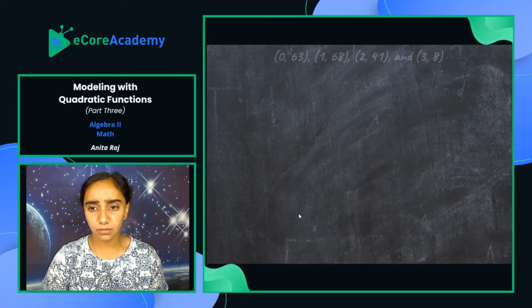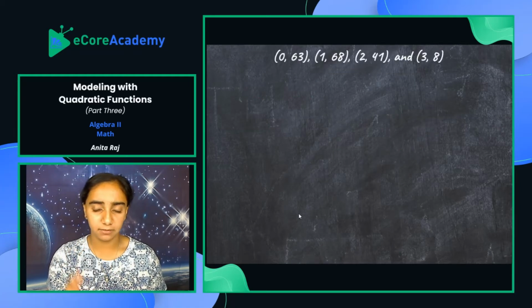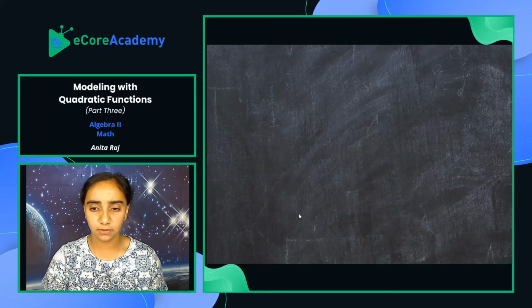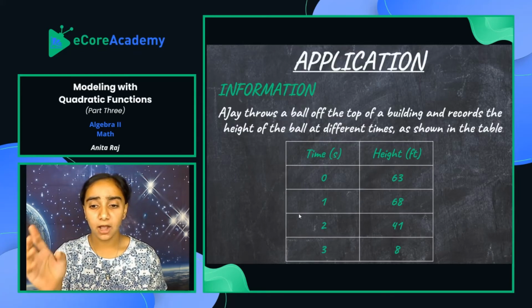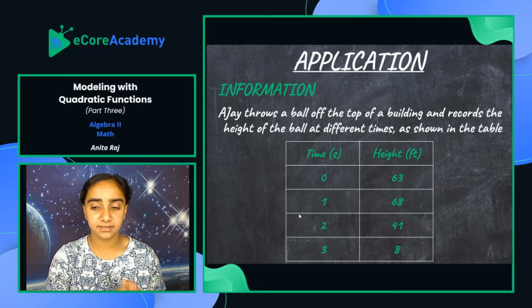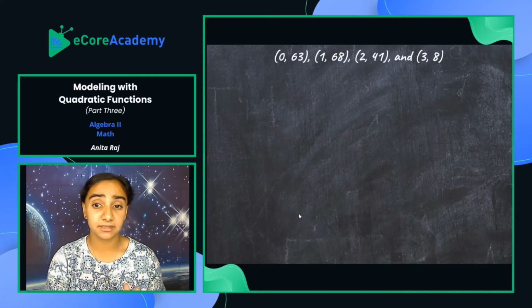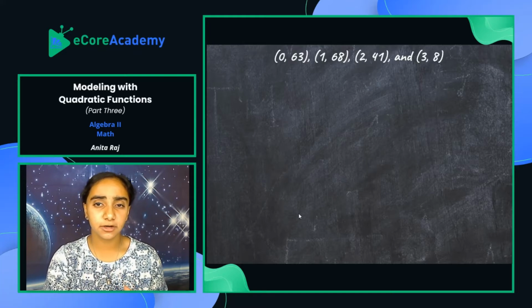So there's 3 parts to this problem that I'll be showing you, but I've written the 4 coordinates that you need to know. If you see on this table right here, I've just translated those into the coordinates 0, 63, 1, 68, 2, 41, and 3, 8, and written them at the top of every screen so you can refer to it, because I can't put that table on every single screen because it's too big. So again, the points are 0, 63, 1, 68, 2, 41, and 3, 8.